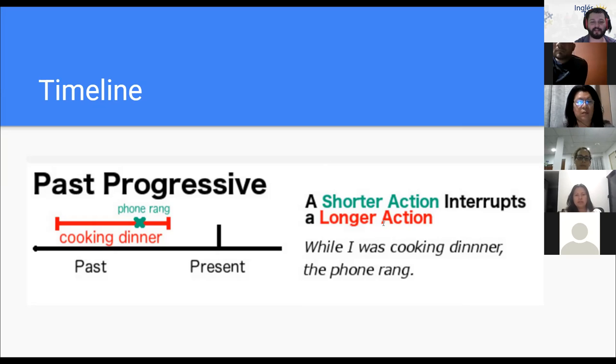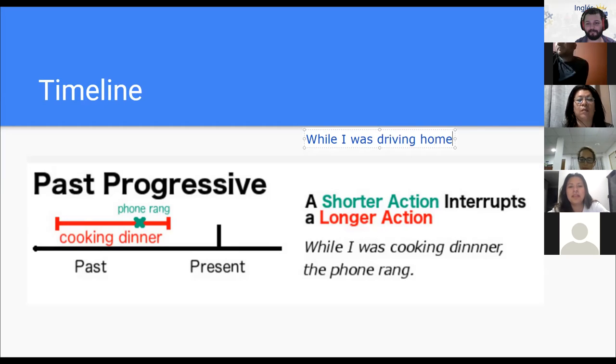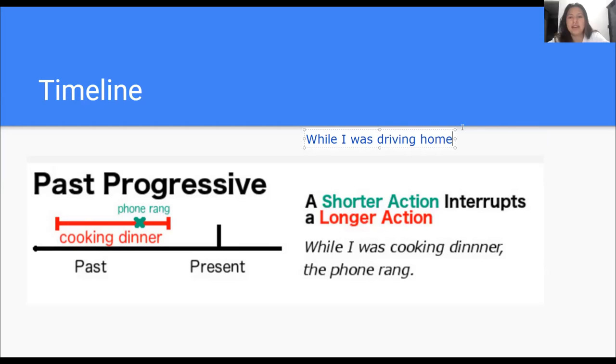Now, let's switch it, guys. Okay, let's start with the simple past tense. And then let's use the while clause, okay? Let's go, Maylin. When I was driving at home. No, while. While I was driving home. I was listening to music. No, I need an interrupted action. While I was driving home.